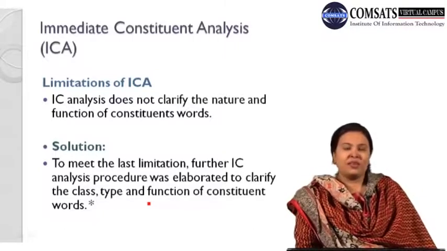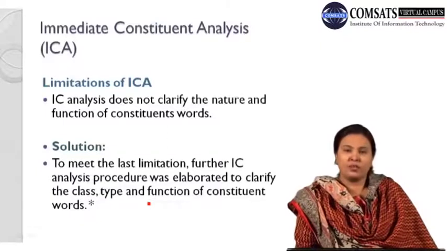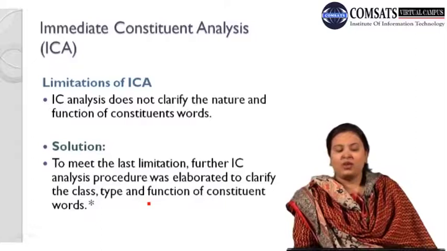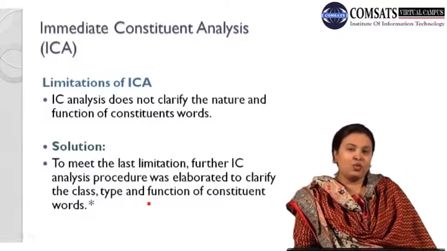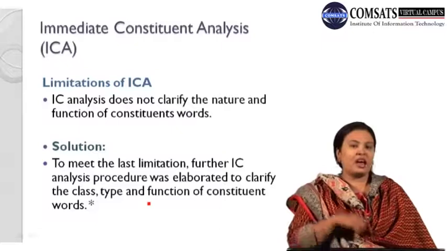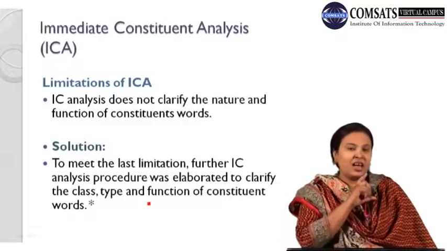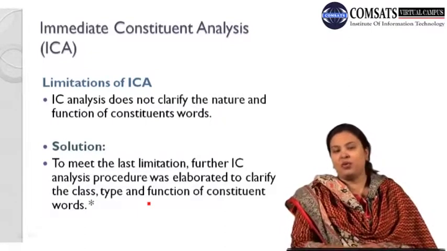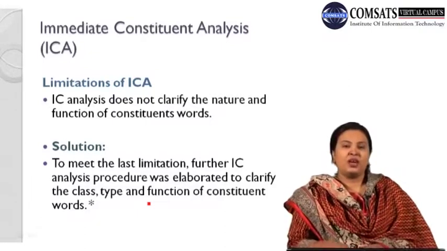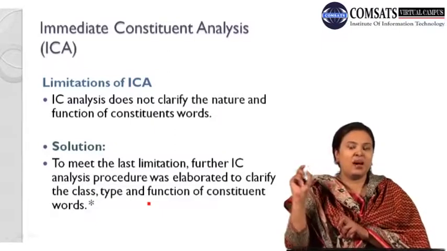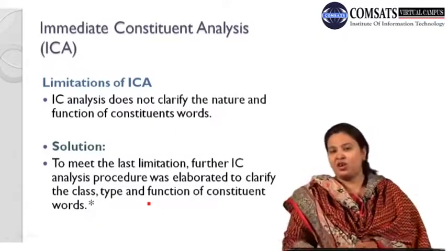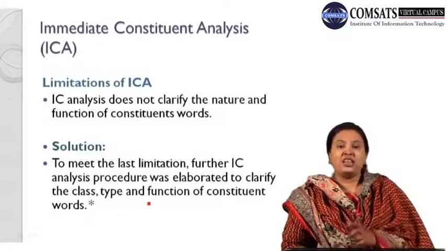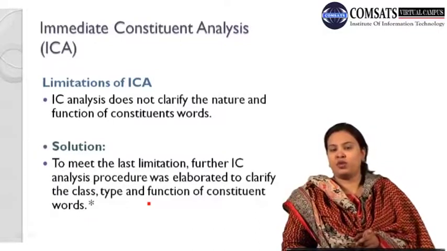Now for all these problems, definitely we do not have a solution for all of them, but for this final problem we have one solution. As for the last limitation, the idea of structural ambiguity and semantic ambiguity of sentences, it has not been resolved so far. It's beyond my knowledge if it has been resolved nowadays, but still not resolved, so I will put a question mark. But I am talking about the last limitation. What was the last limitation? That ICA does not make clear the nature and the function of constituents.